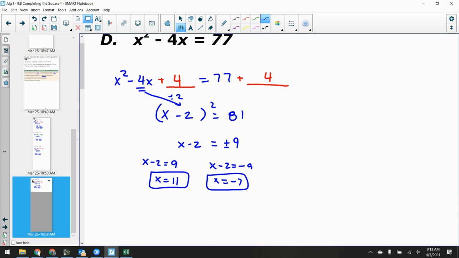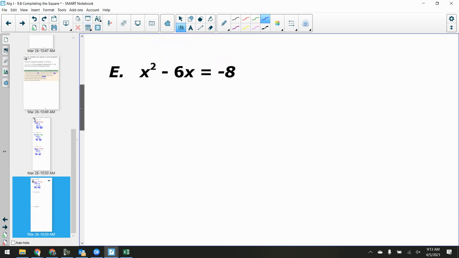Okay, let's keep going. Let's do another one here. X squared minus 6x is equal to negative 8. All right, step 1, check. Step 2, check. Step 3, find the magic number. What's my magic number? 9. How did I get that? Remember, negative 6, cut in half, negative 3, squared, positive 9.